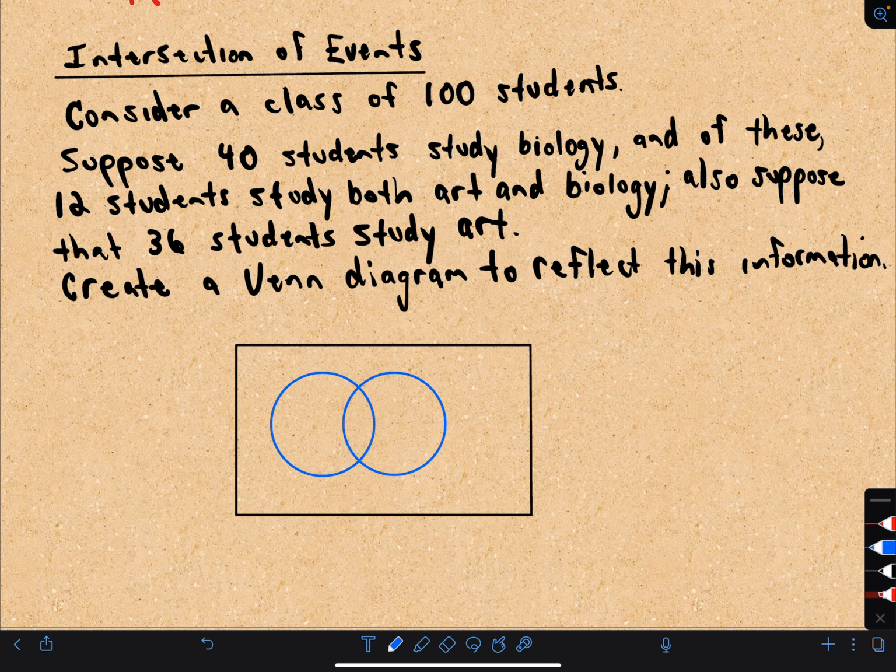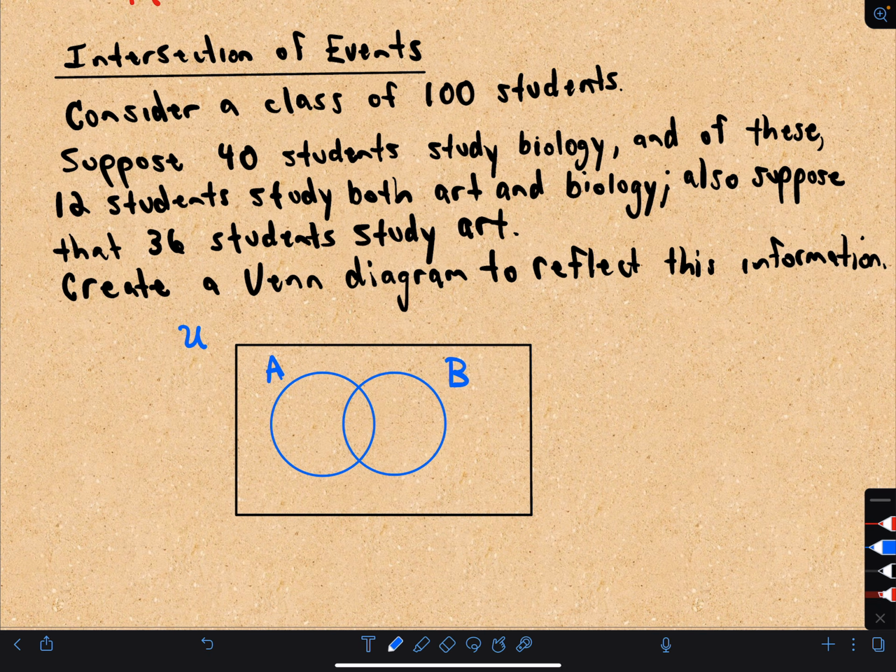So I'm going to label this set as A, and that's going to represent the set of students that study art. So A for art. And then we've got our set B. That's going to be the set of students that study biology. A lot of times you'll put a little U because this box represents your universe. It's sort of everything that's under consideration. So what we want to do is start filling in numbers into each of these places here.